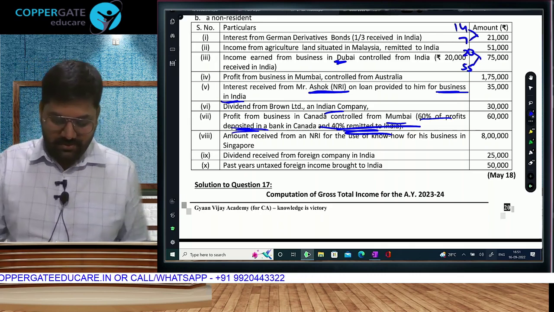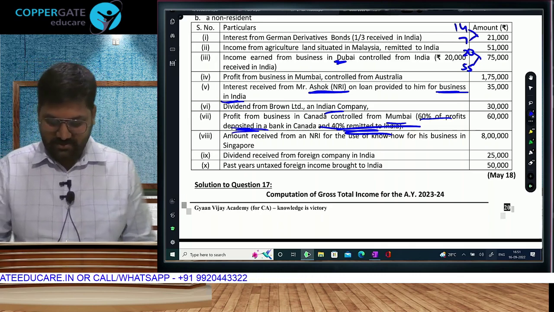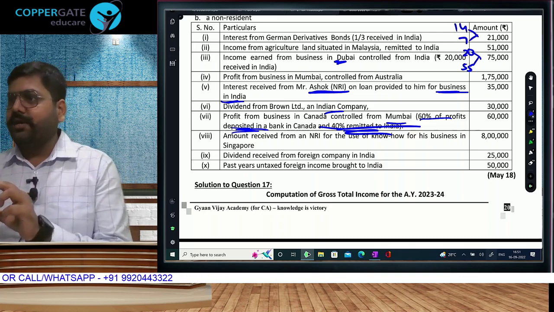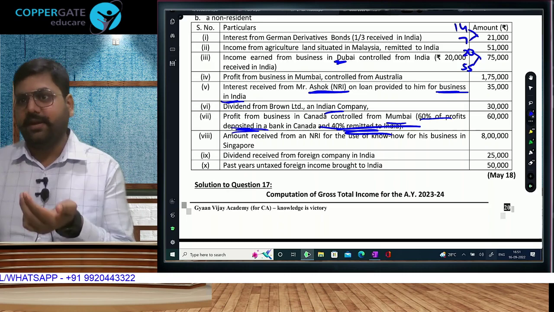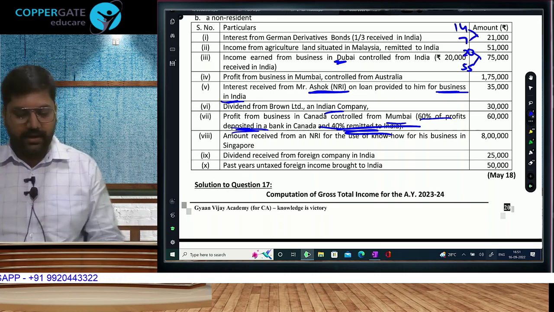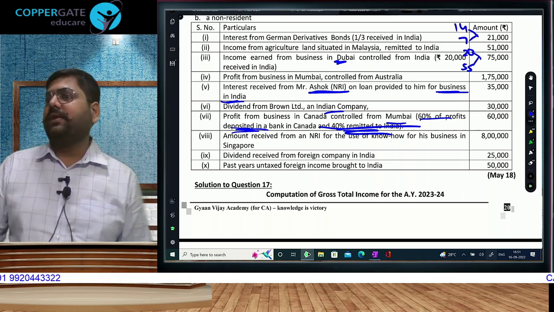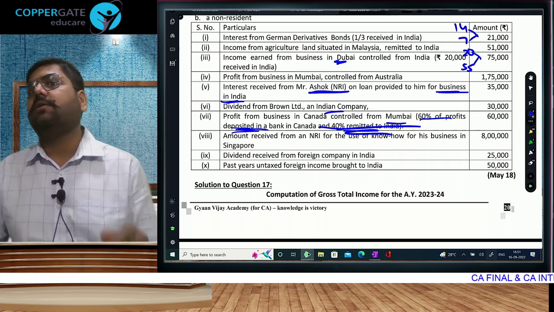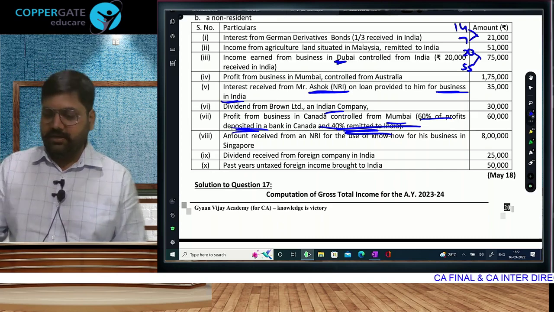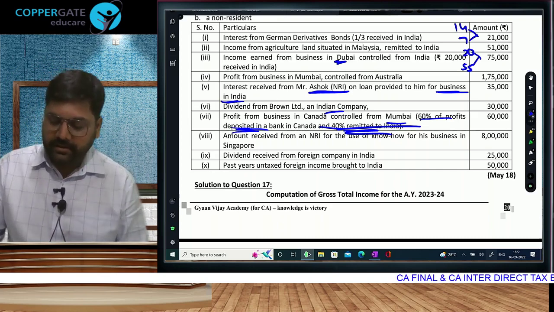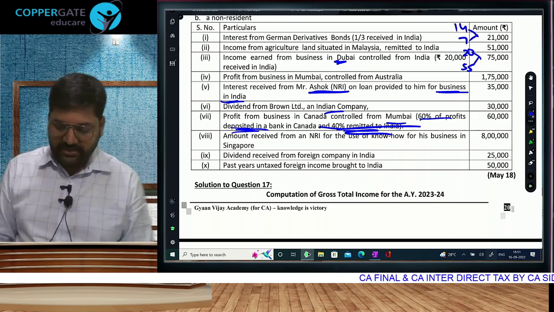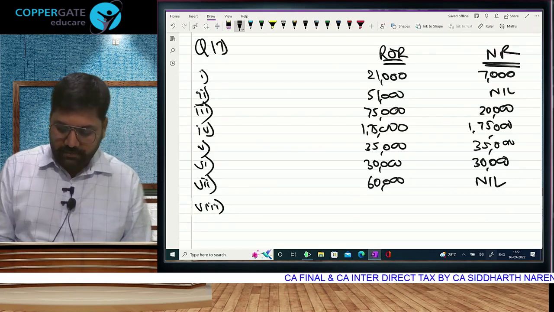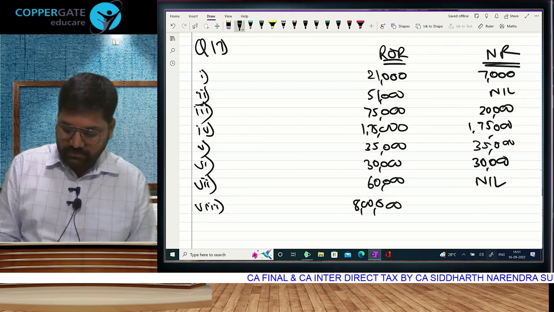Okay. Amount received from an NRI for the use of know-how for his business in Singapore, 8 lakhs. Know-how मतलब it is also an intangible asset. It can be treated as royalty or FTAs. 8 lakh. Payer is non-resident. So that means the income can be Indian income only if the services are used in India. But here the services are used in Indian income or foreign income? Foreign income. That means can I say 0, 0 in both? No. First column, second column.